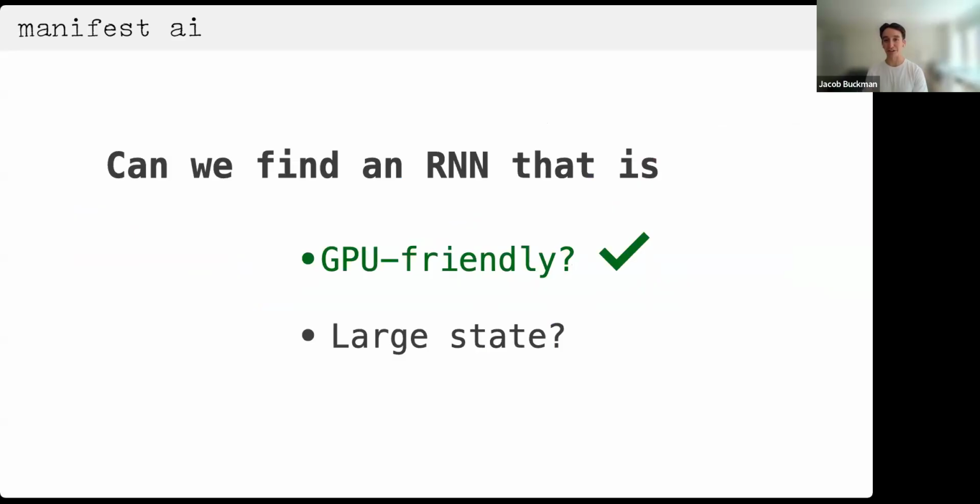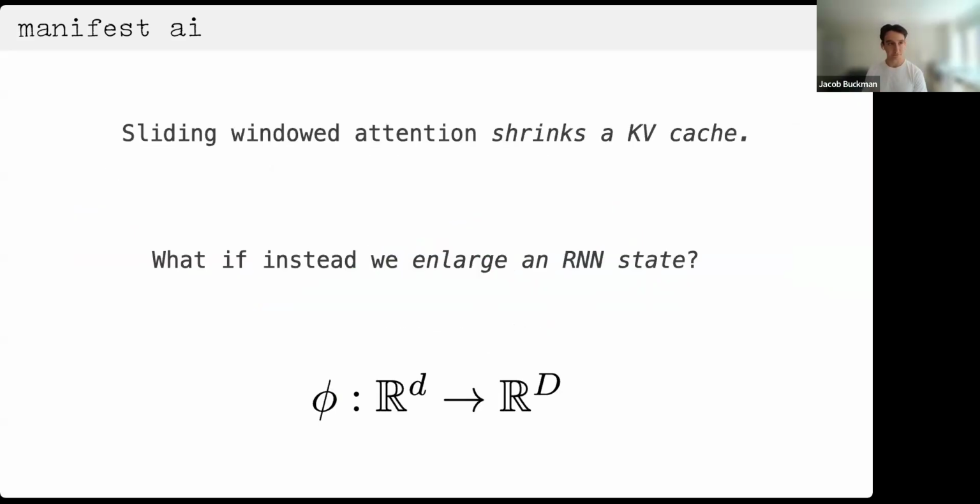All right, so we found an RNN that's GPU friendly. It's linear attention. But what about the state size? It also needs to have a large state. So as I said before, sliding windowed attention is a technique for shrinking a KV cache. So now we're focused on the reverse. Instead, we need to focus on how to enlarge our RNN's state.